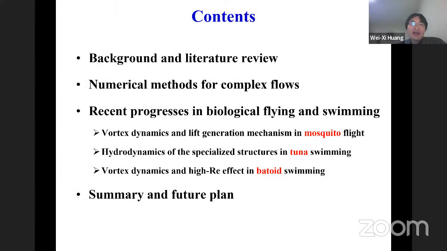First, I will give a brief introduction to the background and also a brief introduction to the numerical method. Then I will introduce three examples, including the mosquito flight, the tuna swimming, and the batoid fish swimming. And finally, the summary and the future plan.